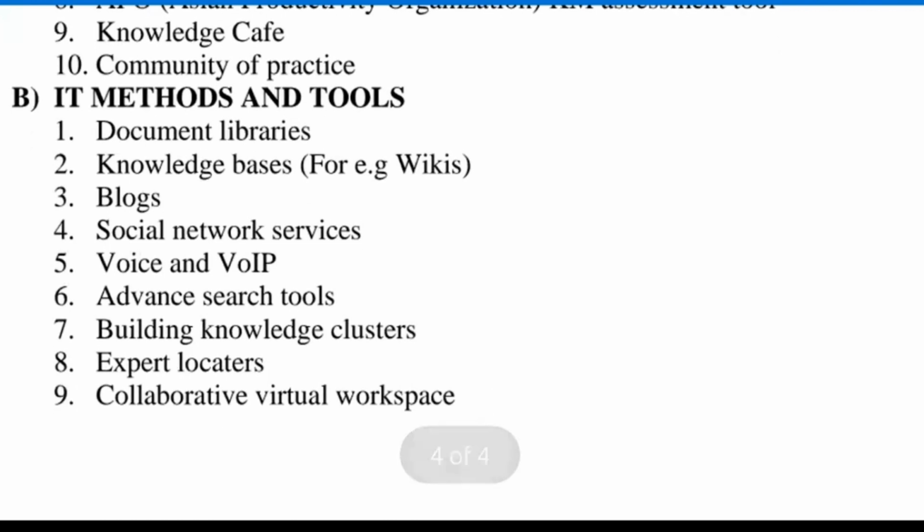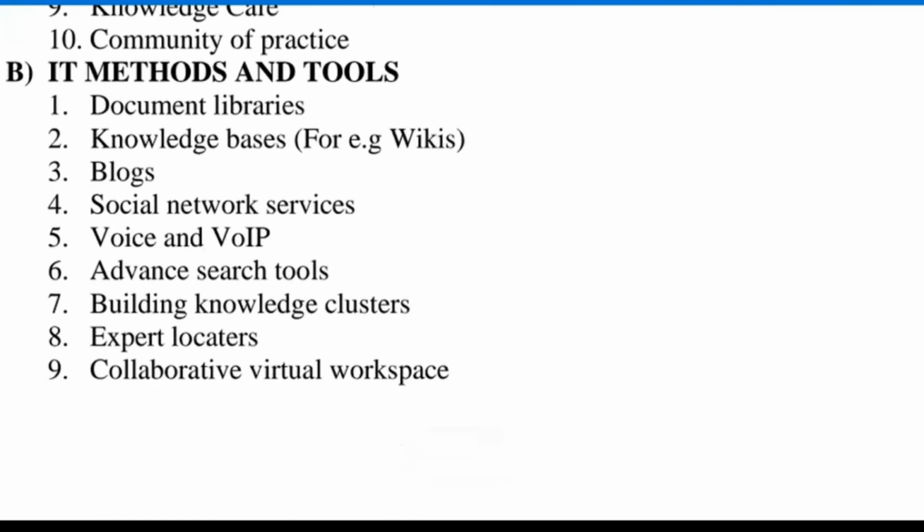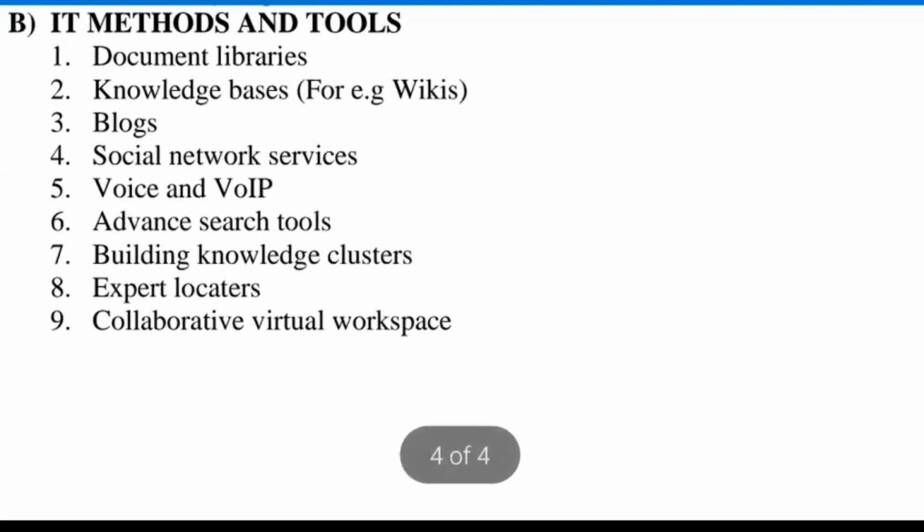Now we come to IT methods and tools. So these are software tools. For example, document libraries are there, library files are there, knowledge bases, for example Wikipedia, blogs are being written, social networking like Instagram, in which knowledge or thoughts are being shared. It can also be through voice or internet voice messaging, video calling, voice over internet protocols. So these IT methods are aggressively being used nowadays.